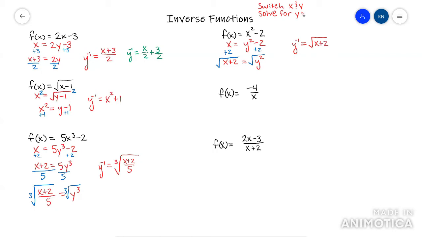Also be advised, your teacher might call this f negative 1 of x. That's also acceptable. I'm just using y because I told you switch x and y. It's the same thing though. f of x is y.